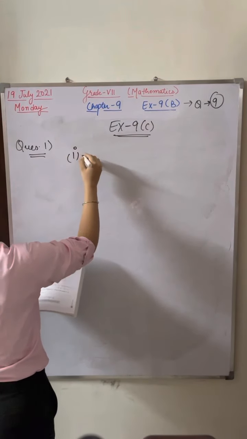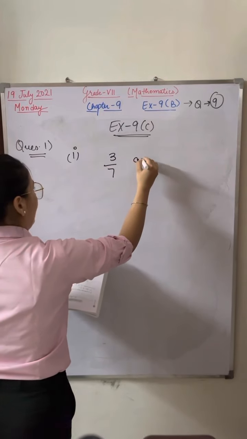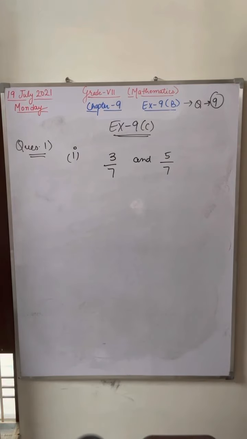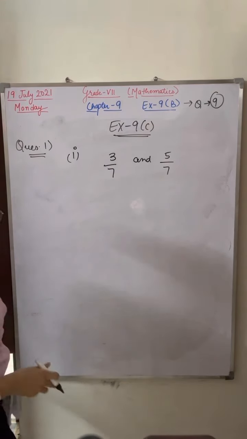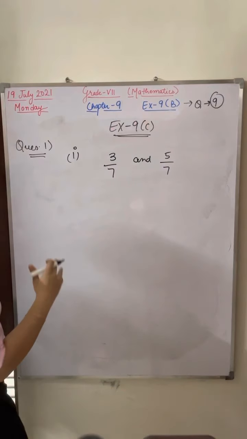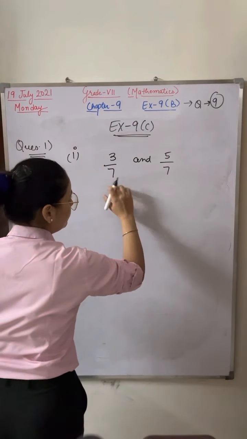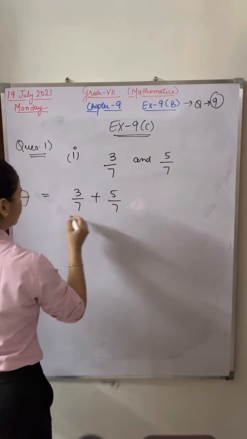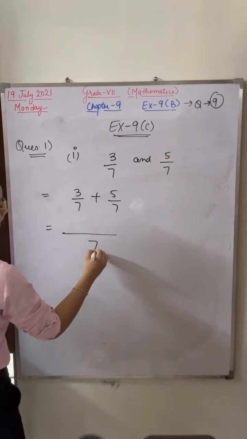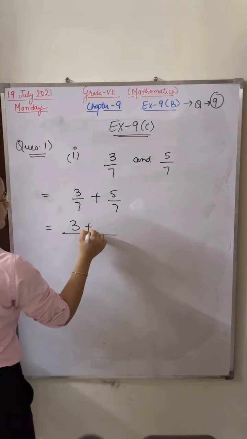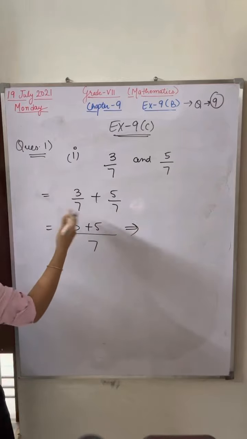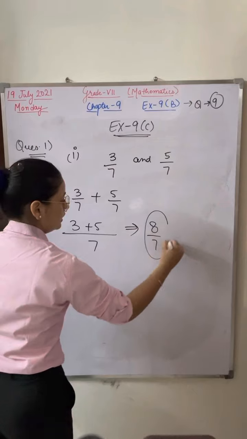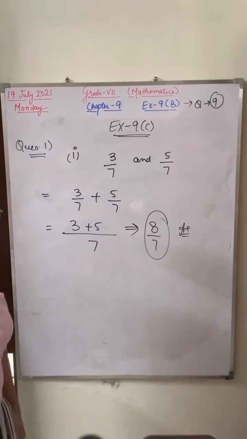First part is 3 by 7 and 5 by 7. You have to add. Very, very easy. If the denominators are the same, then you can simply add 3 by 7 plus 5 by 7. Write down 7 one time and 3 plus 5 in the numerator. It will be 8 upon 7. That is the answer.